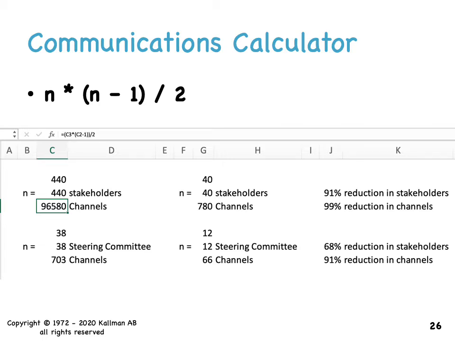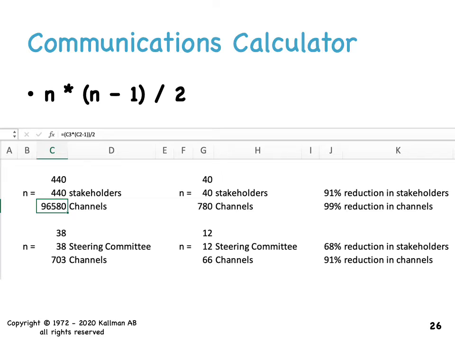By the way, the communications calculator has been around for a very long time. The formula is n times n minus 1 divided by 2. And so if you have, for example, 440 stakeholders, the n is equal to 440, so it's 440 times 439 divided by 2. That gives you 96,000 channels.